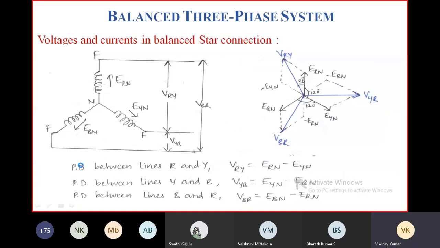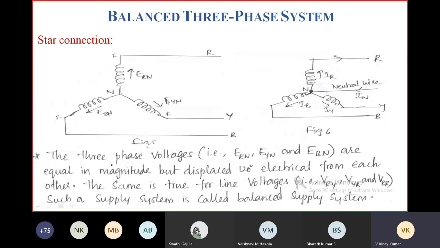Coming to the star connection here, this is a three-phase three-wire system, whereas this is a three-phase four-wire system. Here the neutral wire is brought from this neutral point. All are three phases: phase R, phase Y, phase B, or phase A, phase B, phase C. All three phases will produce three voltages.